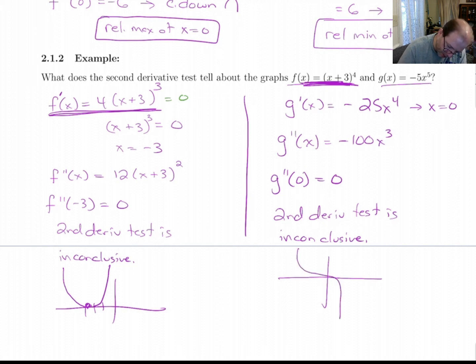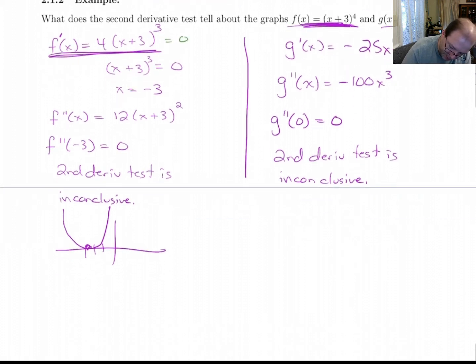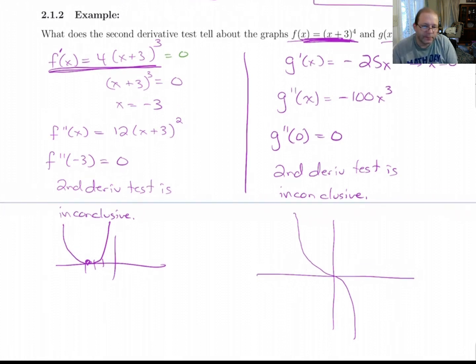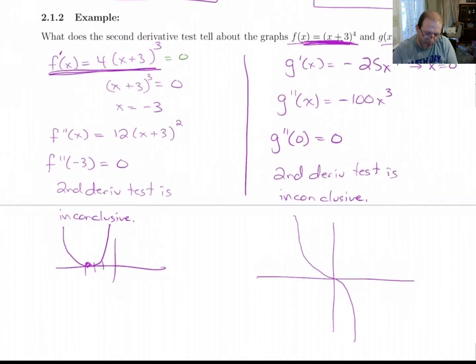It flattens out. Let me draw that a little better. Negative 5x to the fifth is going to be shaped like that, except it should be flatter than that. But this one actually has an inflection point there. It doesn't have a max or a min. So the second derivative test can fail. But it is a useful thing to know about. And that's all I want to say about the second derivative test.